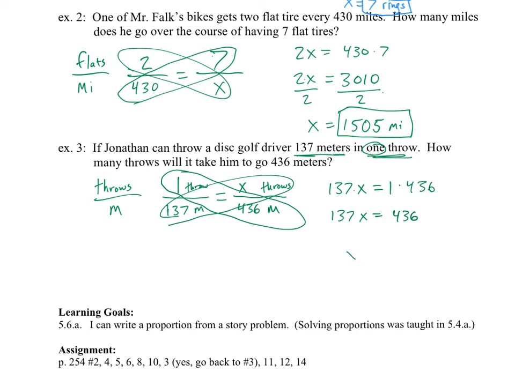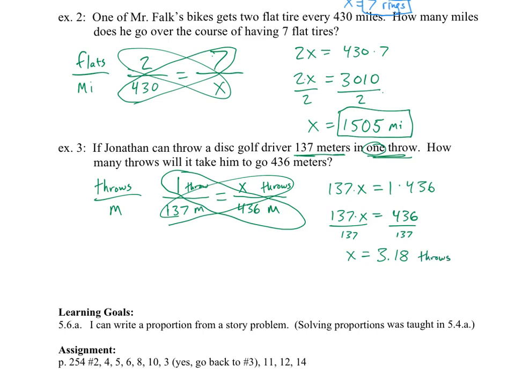So if we're trying to get x by itself, what did they do to it? They multiplied by 137. So we'll do the inverse. We'll divide by 137. If I punch that into my calculator, I come up with 3.18. And 3.18 what? Well, 3.18 is my x value. So that's the number of throws.